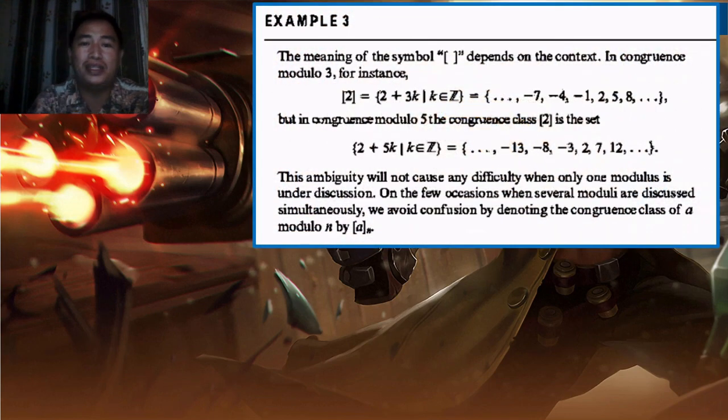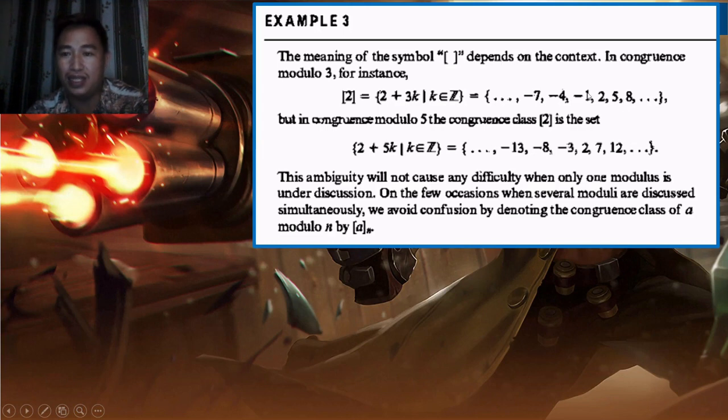Example number 3. The meaning of the symbol, the bracket class, depends on the context. In congruence modulo 3, for instance, the class differs depending on the modulo, so it depends on our N. This is 2: 2 plus 3k in modulo 3. The gap is 3, so 2 plus 3 is 5, plus 3 is 8, and going the other way, 2 minus 3 is negative 1, minus 3 is negative 4, negative 7, and so on.